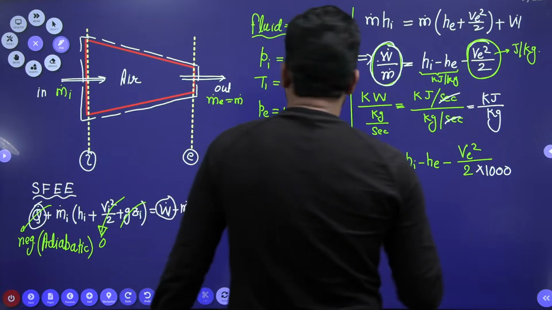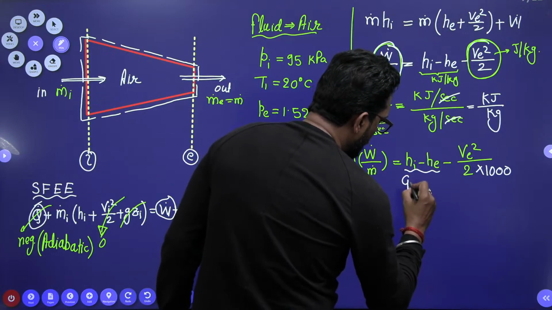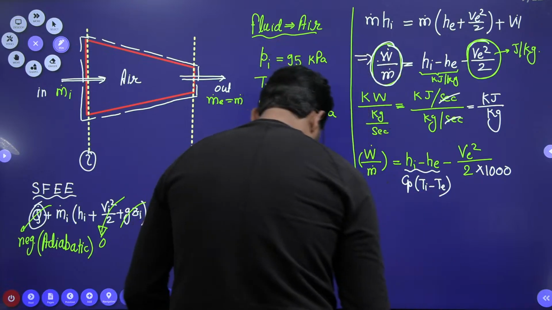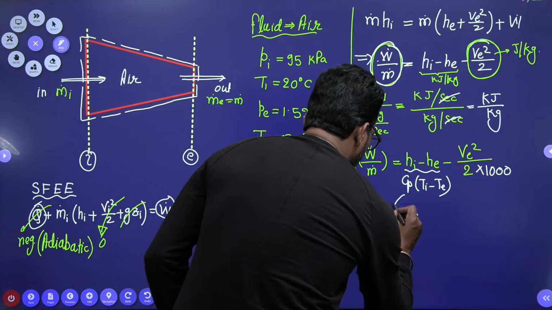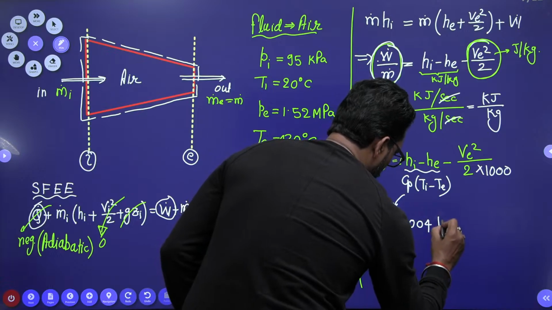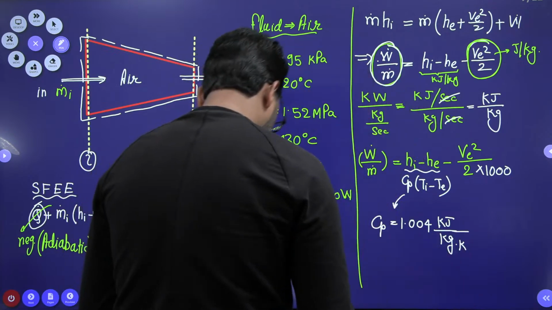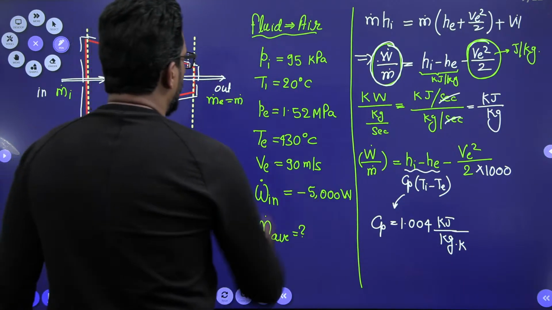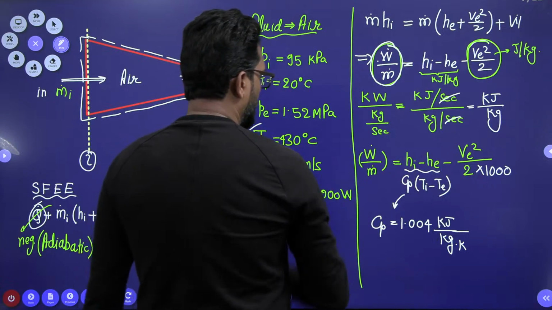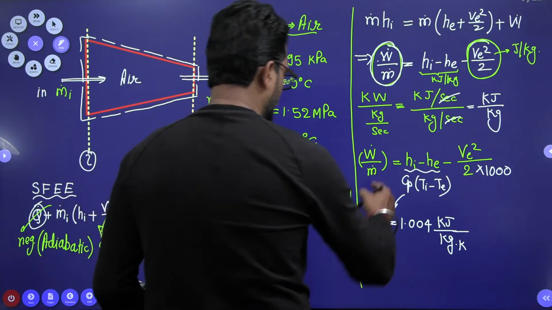Now, my dear, here we have an ideal gas, so you can take that one, Cp (Ti minus Te). You can write like that. So what is the Cp of the air? You can take 1.004 kilojoule per kg Kelvin. This is your Cp. And Ti, Te, put this value, and Ve, put this value. So from here you can easily calculate the mass flow rate from this equation.